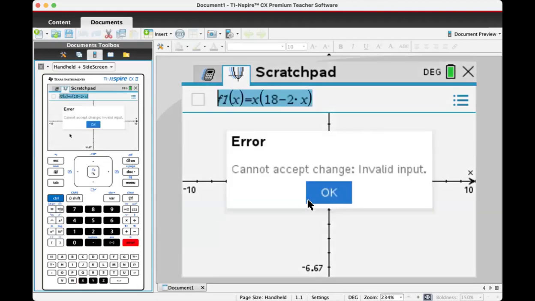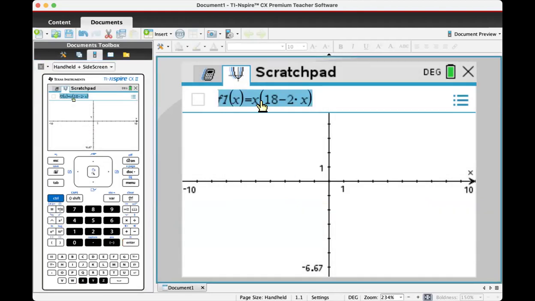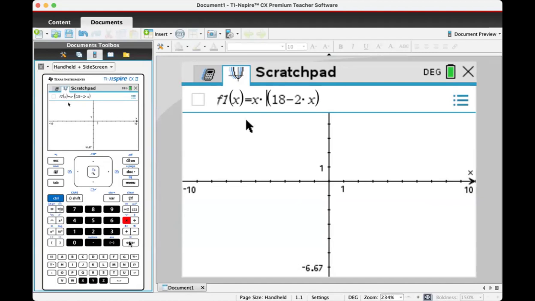Oops, it doesn't accept an invalid input. Why is that? Because I didn't put a multiplication sign. So I have to go here and put a multiplication sign there, and then I'm going to press enter.